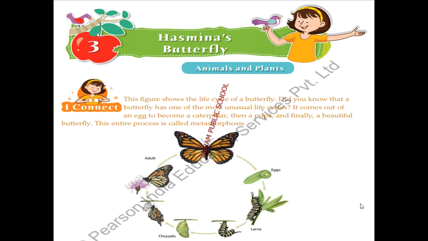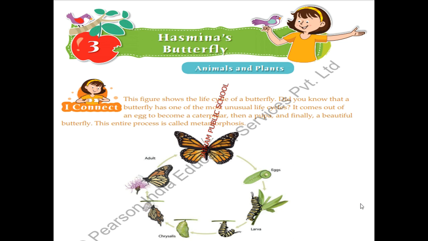Hello children. Today we are going to see a lesson which is Hasmina's butterfly. This is a story about a little girl who caught a butterfly. It tells about the life cycle of butterflies and its 4 stages. It deals with Hasmina's science project and more. Let us go to the eye connect part.